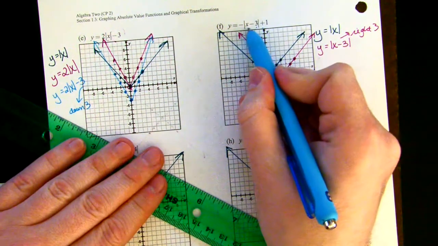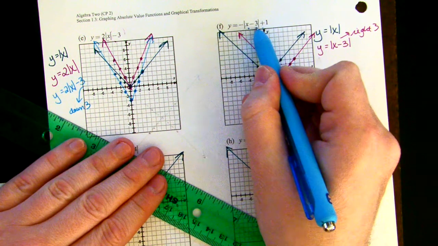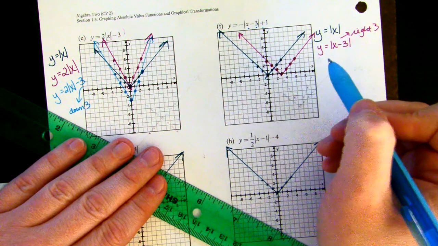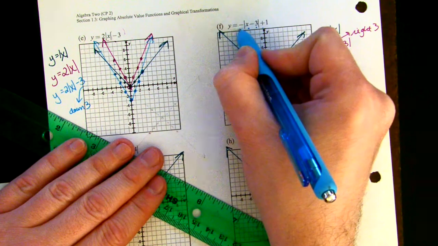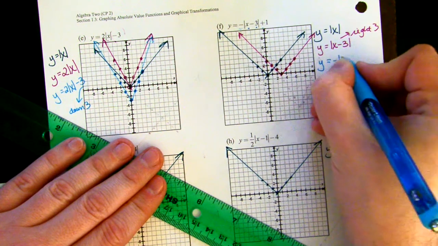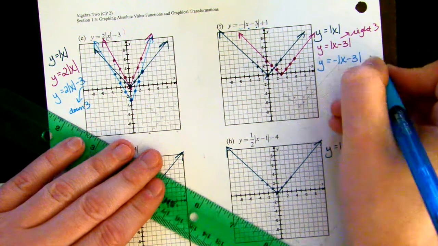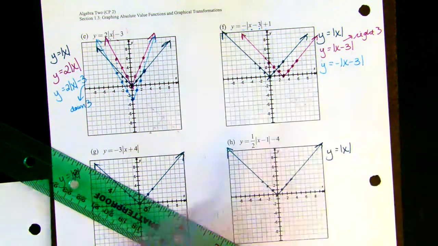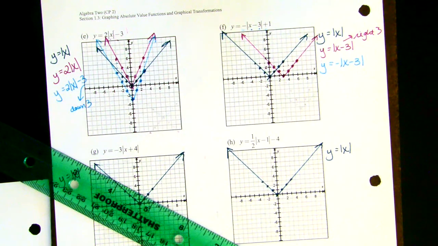If you were plugging in a number, we'd subtract 3, take the absolute value. The absolute value just gives us our V shape. That's not a transformation. But the next thing we would do is we would change the sign. We would make the thing negative, which means that's our next transformation we need to do. That negative is going to flip your graph over the x-axis. So please go do that. Take the pink graph that I have and flip it over the x-axis.